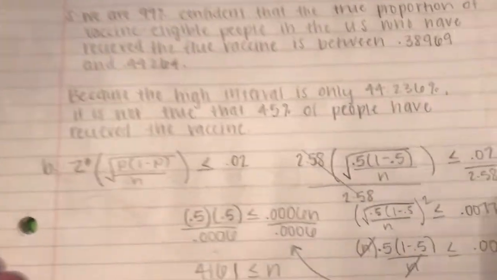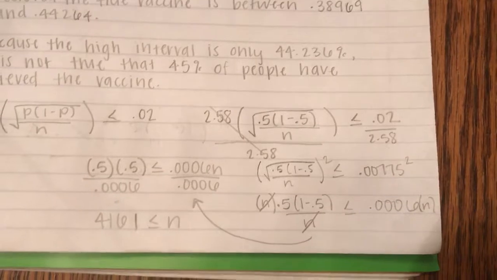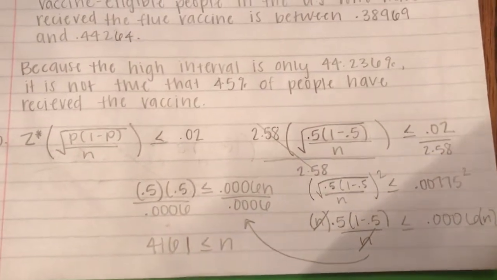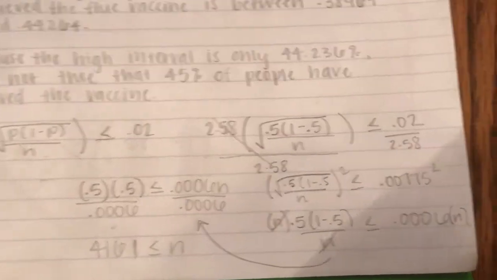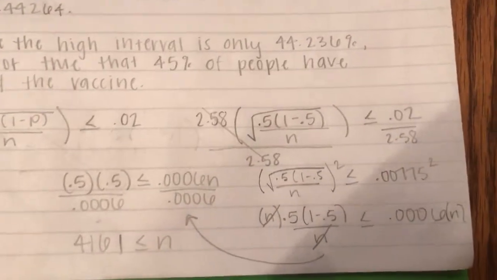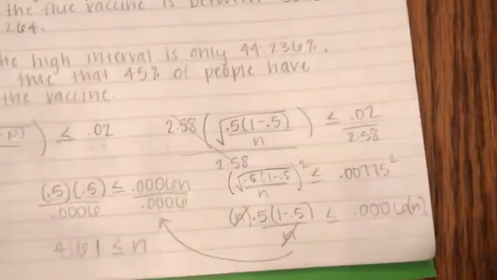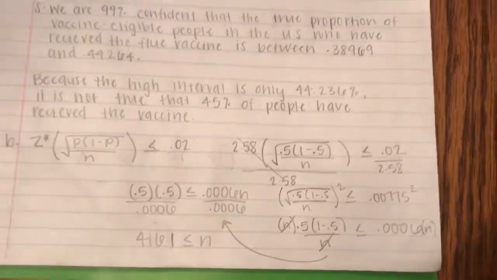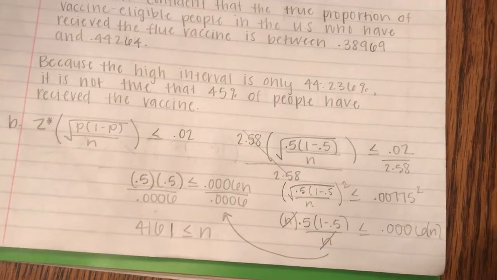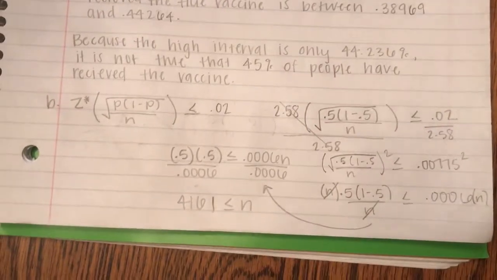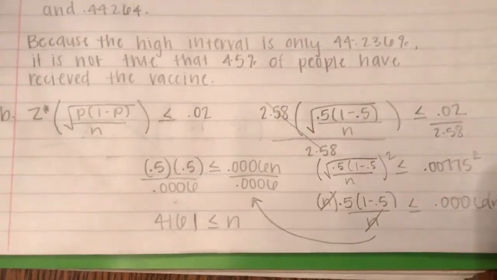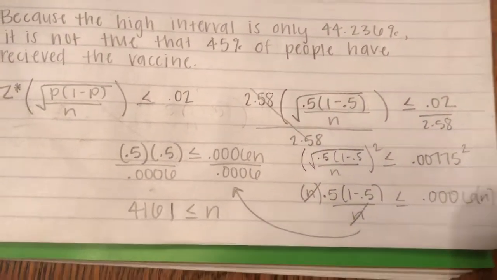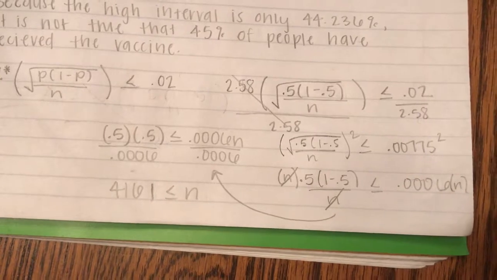We're then going to plug this into our equation over here. The critical value is still for 99%, so we're still going to use 2.58. For P, because we don't know P, since the 45% was only for the United States and now they're running the sample in Canada, we have to use 0.5 because that creates the largest standard deviation. So we plug in 0.5 for P, and n is our unknown value, so we put all of that less than or equal to 0.02.